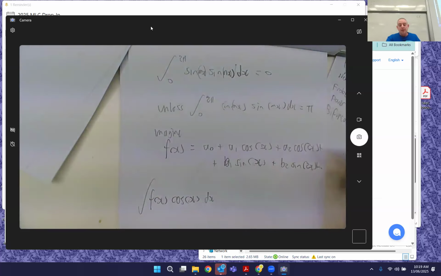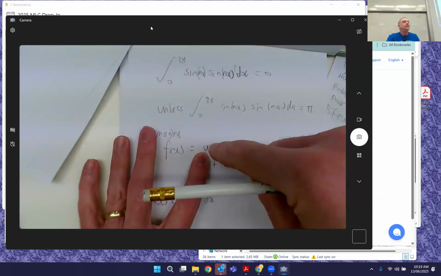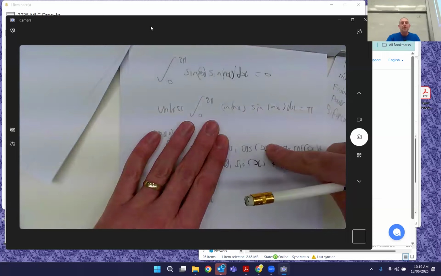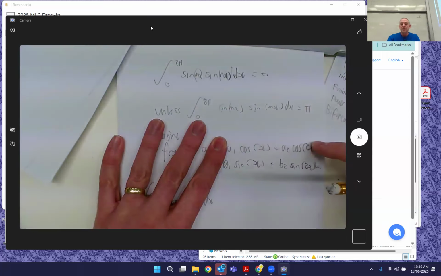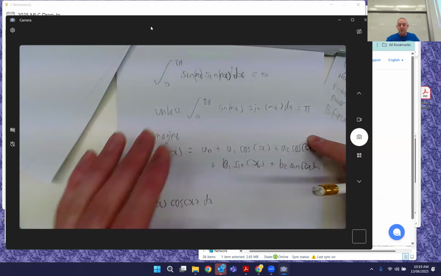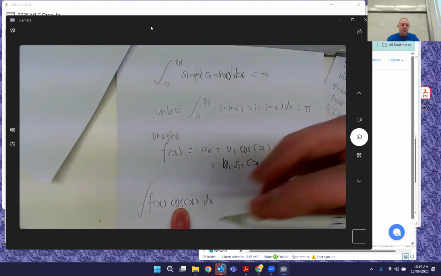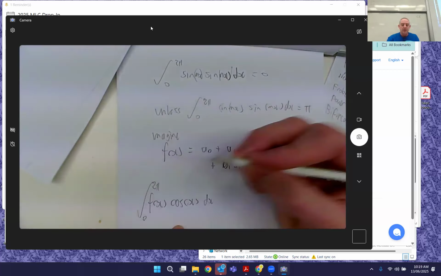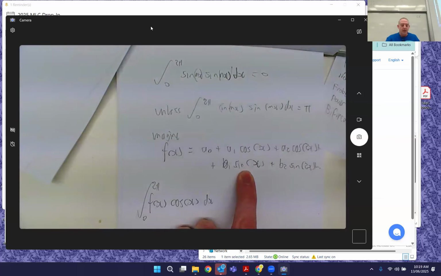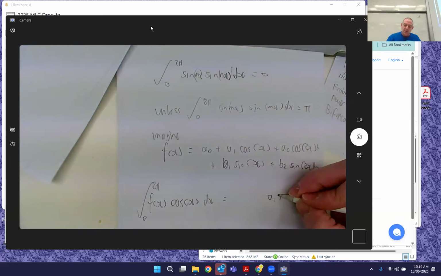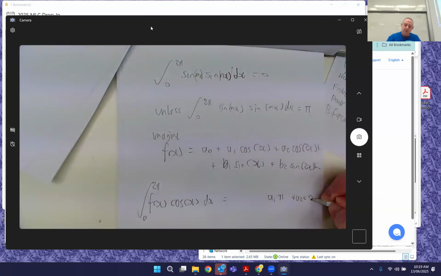all right? I'll have to deal with that. But this one will come out to pi. And this one will come out to 0, because cos 2x cos x, when I integrate it from 0 to 2 pi, gives me 0. And these all come out to 0. And so I'm just going to get a1 times pi, a2 times 0, b1 times 0 plus b2 times 0.